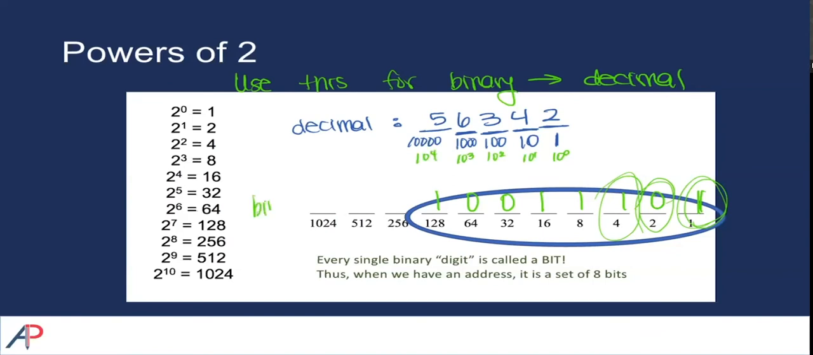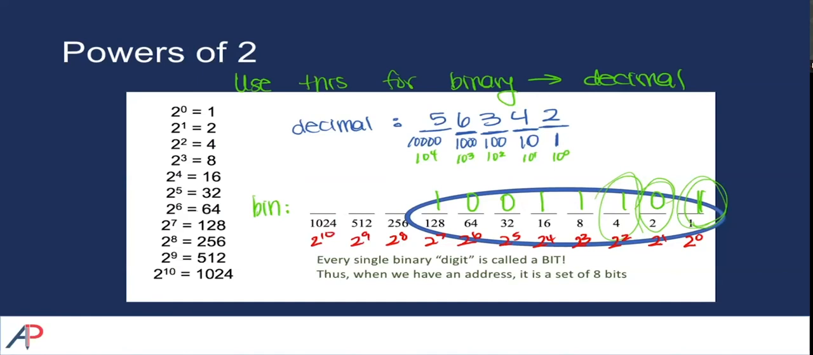But we're dealing with binary numbers right now. So instead of using 10 to the 0th power, 10 to the first power, 10 to the second power, 10 to the third power, we are using 2 to the 0 power, 2 to the first power, 2 to the second power, 2 to the third power, 2 to the fourth power, 2 to the fifth power, 2 to the sixth power, 2 to the seventh power, 2 to the eighth, 2 to the ninth, and 2 to the 10th power.